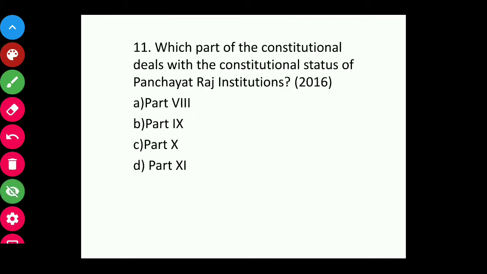Number 11. Which part of the Constitution deals with the constitutional status of Panchayati Raj institutions? A, part 8, B, part 9, C, part 10, D, part 11. So the answer is B, part 9.